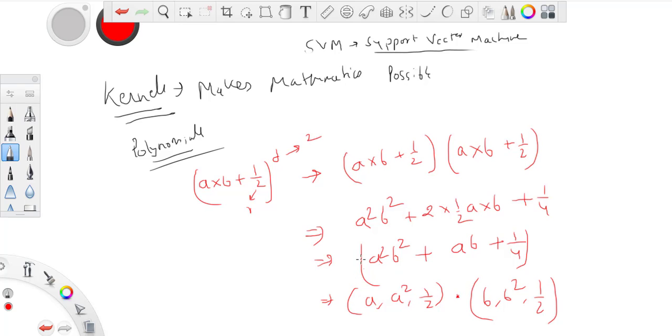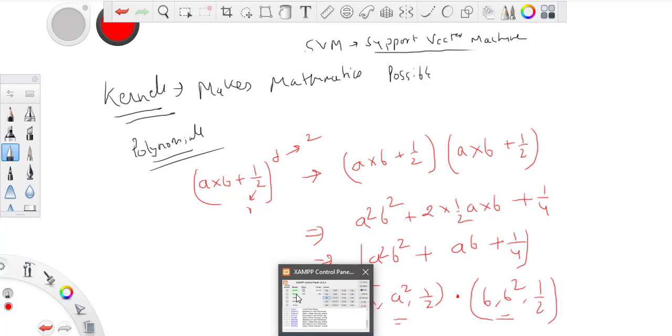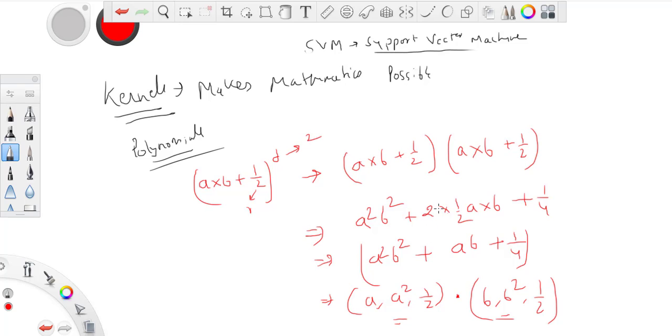Okay. So this is the way I can write the same equation. So using dot product, what it will do is it will do element wise multiplication. So a square b square and 1/4, right? So we see that we have received a relationship in second order polynomial, without even transforming our data explicitly. So this is known as kernel trick, which makes SVM work, right?